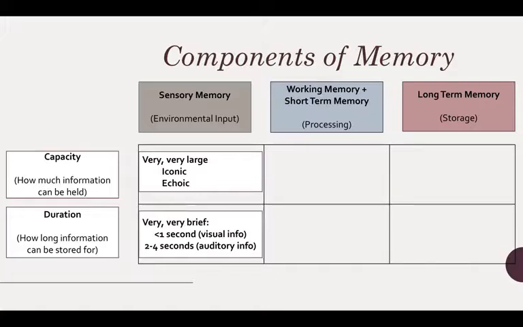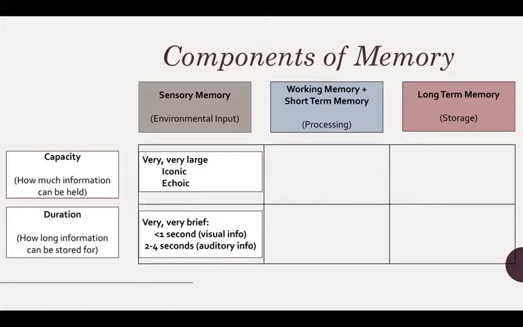Auditory information is a little bit longer, and the typical estimate you'll hear is 2 to 4 seconds. Some people will say 3 to 4, some people will say 1 to 4. And that's the idea of how long you remember the last thing that I said. So for how long you can repeat exactly the last words that I said, that probably has to do with the duration of sensory memory. It probably lasts about 2 to 4 seconds.